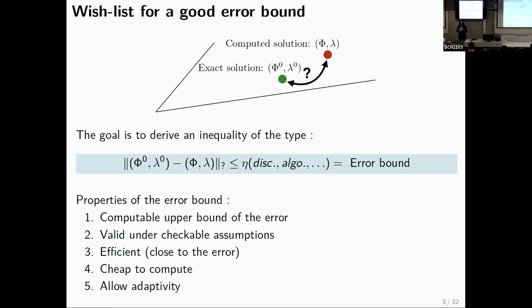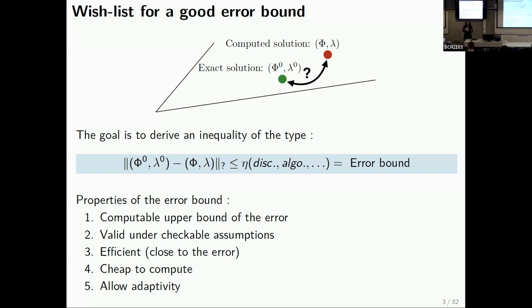There are a few things that we would like our error bound to satisfy. First, of course, it should be an upper bound of the error that is computable, so that we can actually compute it. Then it should be valid under checkable assumptions. What I mean by this is that we want to be able to say whether our computation is fully guaranteed, and if not for any value of the parameters, at least asymptotically, but in an asymptotic way that we can control. So we want to be able to say, okay, from this parameter on, the bounds are guaranteed.